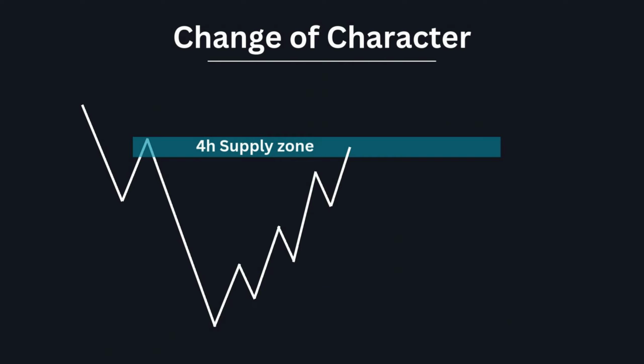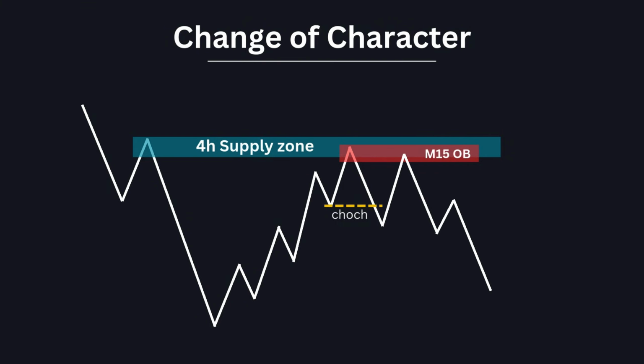And after mitigating the higher time frame supply zone, if our short-term trend in 15-minute changes the character, and leaves inefficiency behind, and leaves a perfect order block or supply zone, then we will set our pending sell order at that order block. And we expect that price will bounce back to our order block and trigger our order. Now let me show you a real chart example.